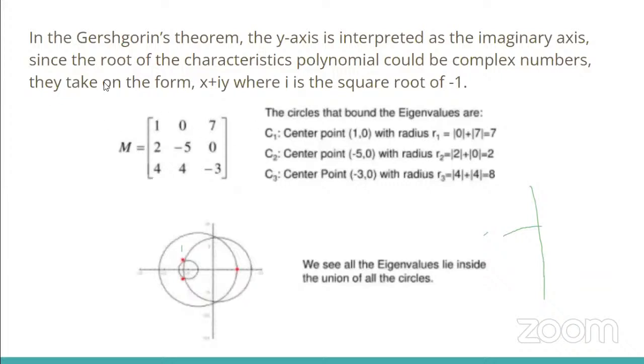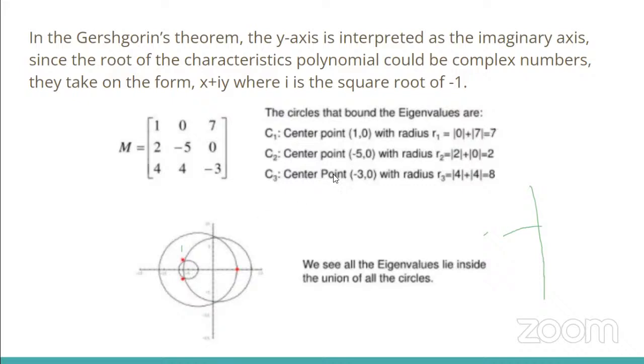Okay, so this is another example. It says the Gershgorin theorem's y-axis is interpreted as the imaginary axis, since the roots of the characteristic polynomial could be complex numbers. They take on the form x plus iy, where i is the square root of -1. So it's also telling us that this could be complex numbers, where you could have 1 plus i, you could have -5 plus i. These are complex numbers already, and also you might not have it this way.